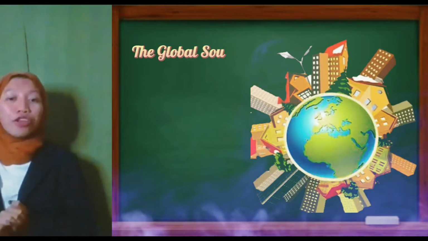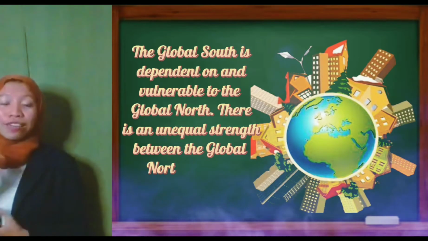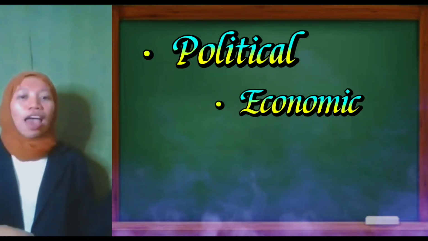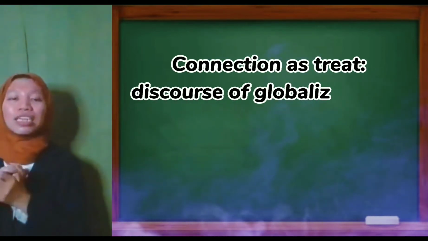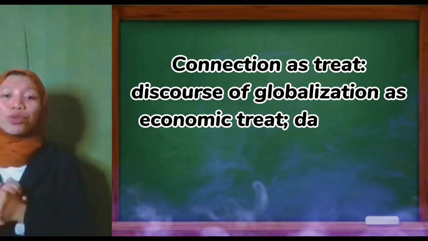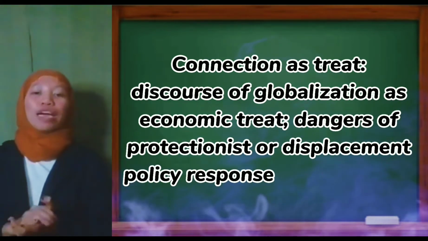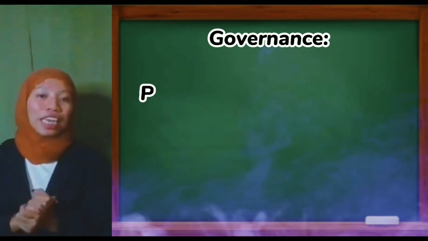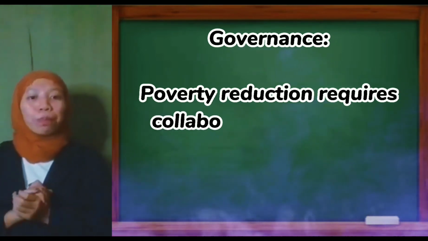The accuracy of the north-south divide has been challenged on a number of grounds. Firstly, differences in the political, economic, and demographic makeup of countries tend to complicate the idea of a monolithic south. When it comes to economy, the global south or third world countries are already low compared to those in the global north or first world countries.